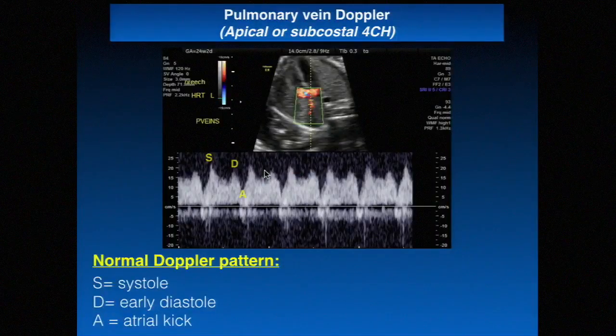And this is to show you the normal Doppler pattern, which we've seen in this conference. So typically it is all forward flow with the systole, early diastole, and then the late atrial kick seen here. So this is a nice normal pulmonary venous Doppler pattern to show that there's no obstruction.